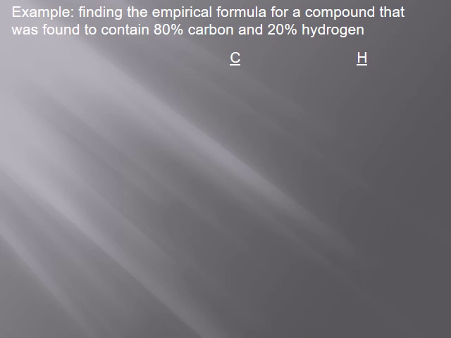Okay, another example. Find the empirical formula for a compound that was found to contain 80% carbon and 20% hydrogen. A little bit harder, but let's have a go. Pause the video now and see if you can work it out.